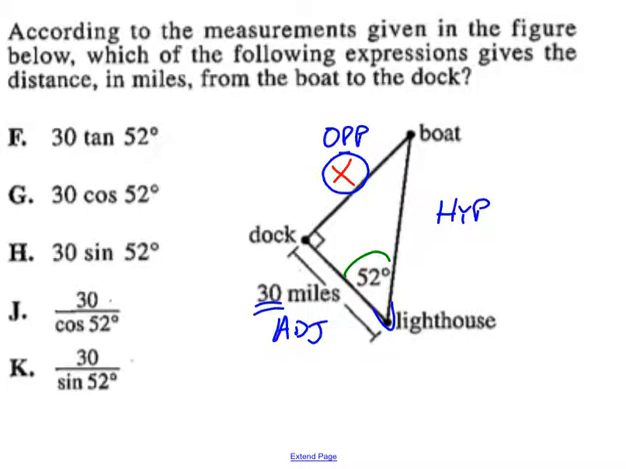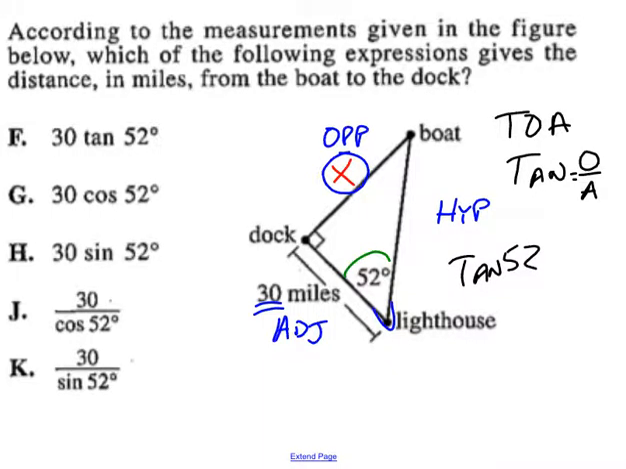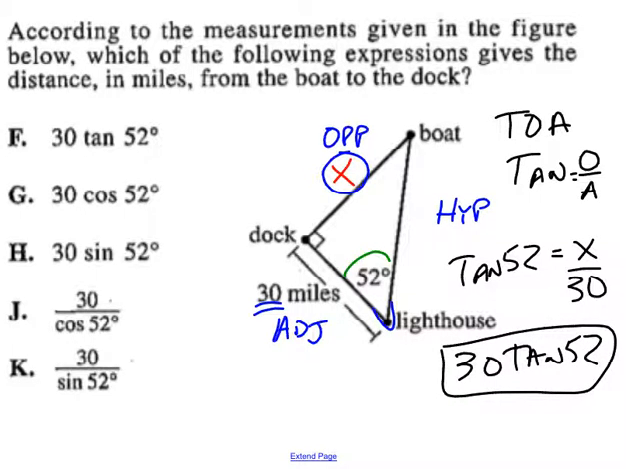So I need to use the two things I know. In this case, that would be opposite over adjacent, TOA, tan, which is why I choose tan. So tan 52 is opposite x over adjacent 30, and then I'm going to solve for x. I get 30 tan 52 as my answer. Now, interestingly, in this case anyway, F is the only answer that has tan in it. So I could have figured out it was tan right off the bat and then gone to my answer of F because it's the only one with tan in it.